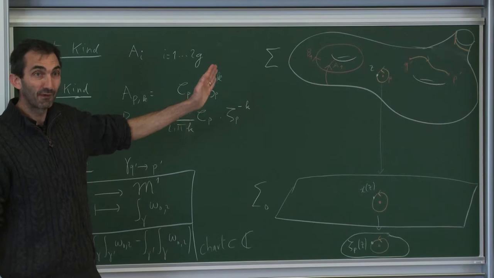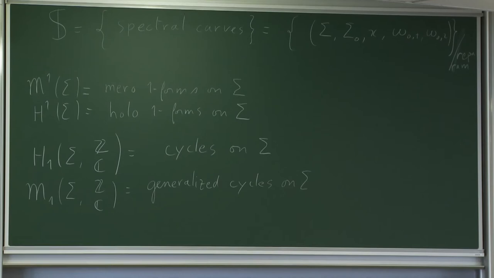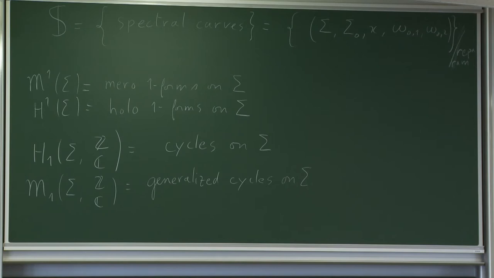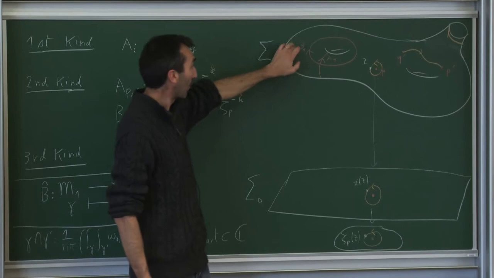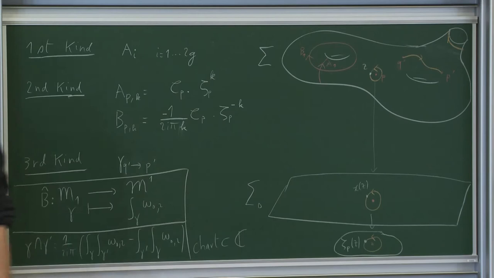And sigma inherits complex structure by the pullback by X. So when you move in the space of spectral curves at fixed base curve, at fixed sigma zero, the complex structure of sigma may change because you are moving X. The complex structure is not fixed.